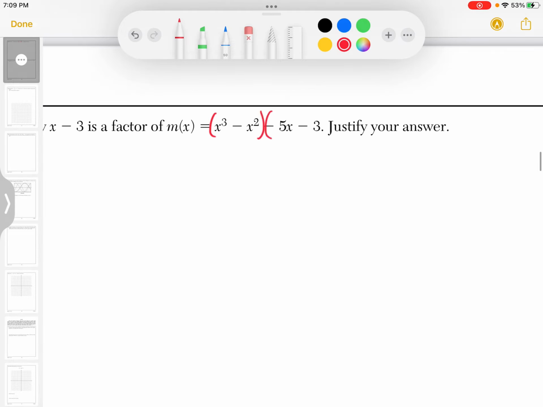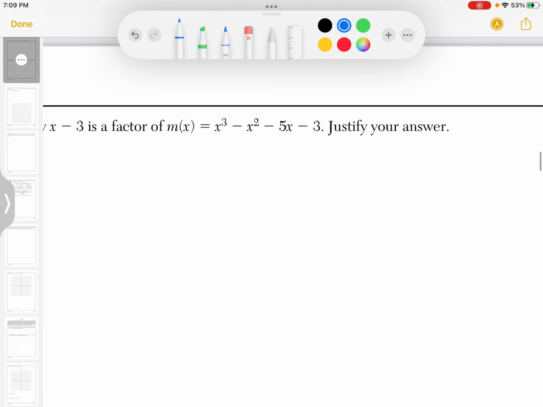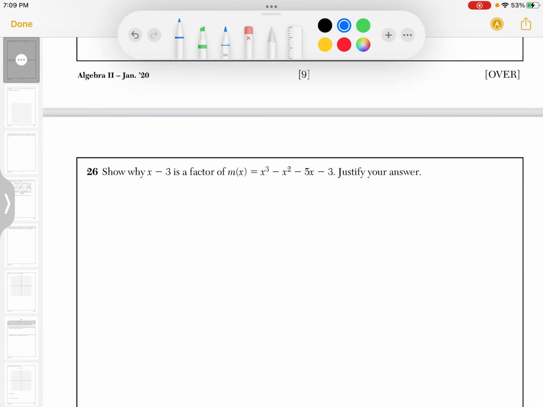Now, if you try to factor this, it's got 4 terms, so I would use grouping. I take out an x squared here, and there's really no GCF here other than a 1. So I'm going to take out the x squared. I'd be left with x minus 1. Here I take out a 1, and I'm left with negative 5x minus 3. Hopefully you're noticing, big red flag, those don't match. That means this one can't be factored by grouping. It's a really good try to start with, but it didn't work. So now we got to try something else.